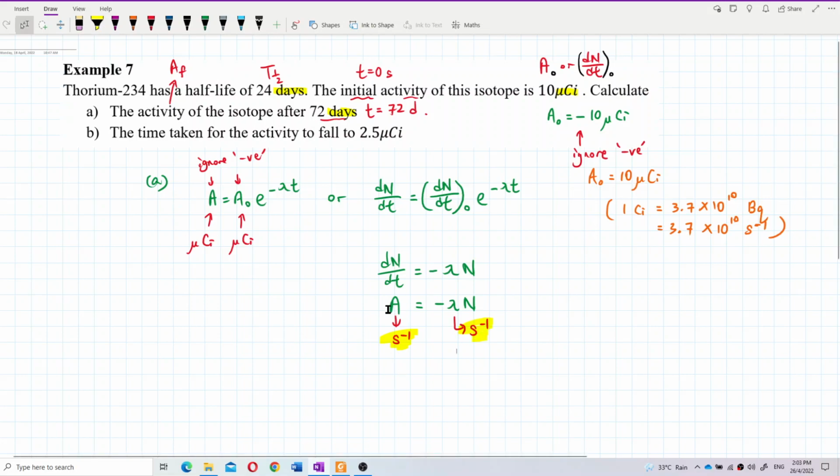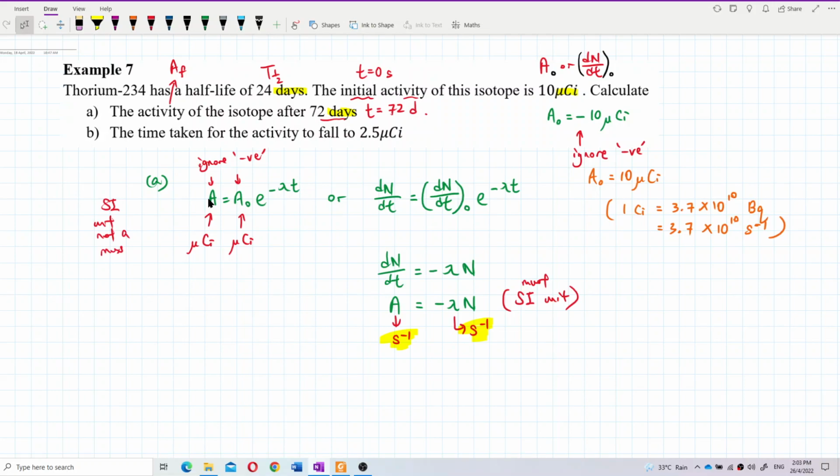Okay, for this activity you must change to SI unit. But for this one, the SI unit is not a must. SI unit is not a must. It depends on the equations.